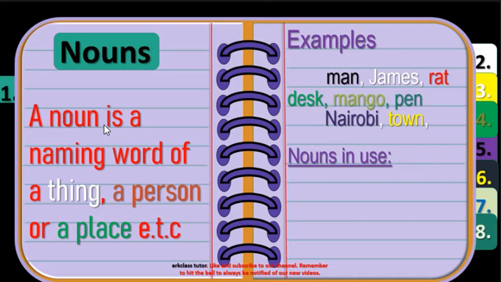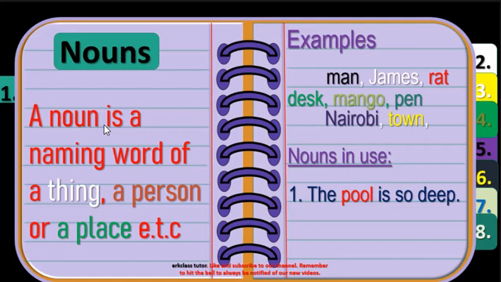In our next video, as we discuss more about the nouns, we will give more examples of nouns and the kinds of nouns, that is, the types of nouns. Now, let's have a look at the nouns in a sentence. Let's see how we can identify them. Remember, a noun is a naming word.